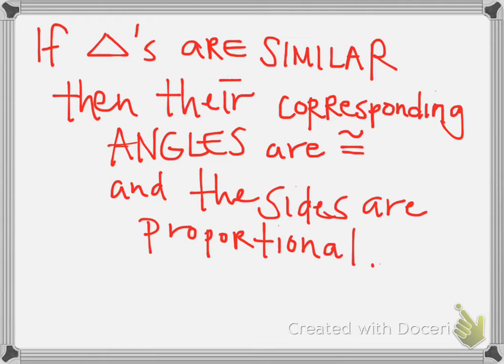If triangles are similar, then their corresponding angles are congruent. Here are the two things that have to happen. Their corresponding angles have to be congruent or the same, and the sides are proportional.